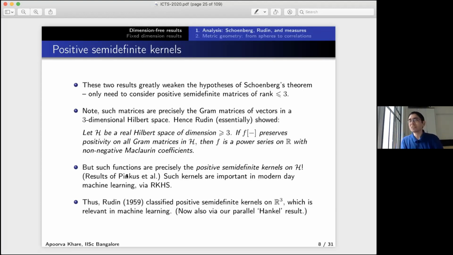But the moral of the story is that in 1959, Rudin had already classified the positive semi-definite kernels on R3. And that is relevant in machine learning, except that in 1959, there was no machine learning. Of course, the same conclusion can be drawn from our Hankel result. But yes, sometimes these applications really do take decades to show up. And if Rudin's application took 50 years to show up, Schoenberg's application took even longer. So now let me tell you what Schoenberg was doing, and then lead into what that application is.